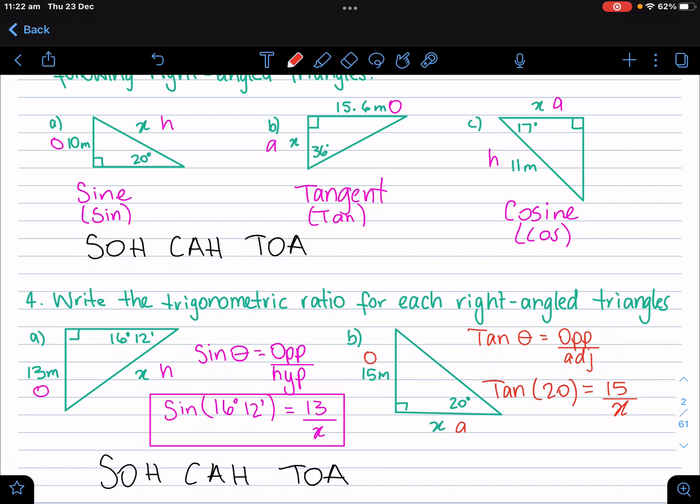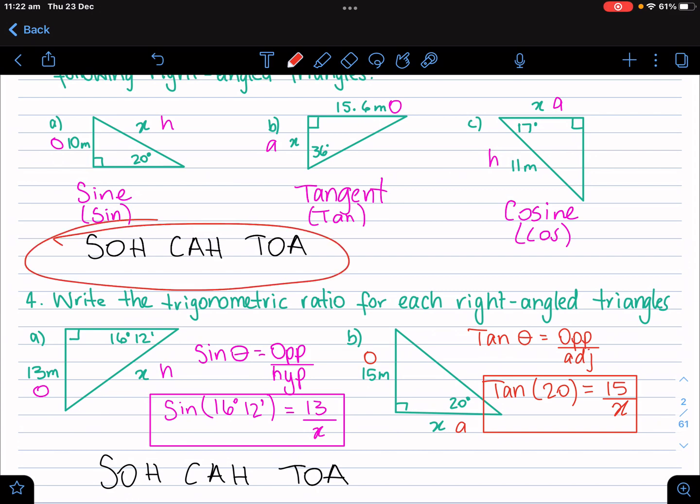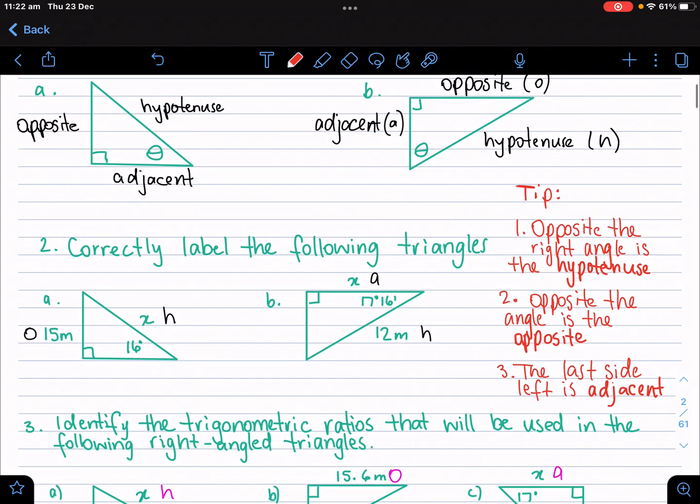So hopefully now you have been able to label a triangle, identify which trig ratio applies to that triangle, and then substitute the values in for that given triangle. It's very important you memorize SOHCAHTOA and understand how it works, and also understand the steps of labeling the triangle. I would advise you pause the video and write all those notes down in your own words.